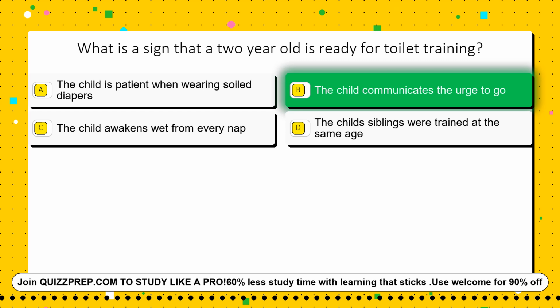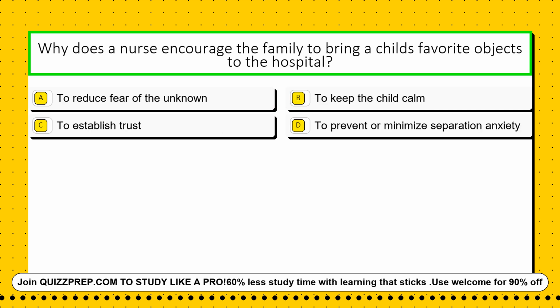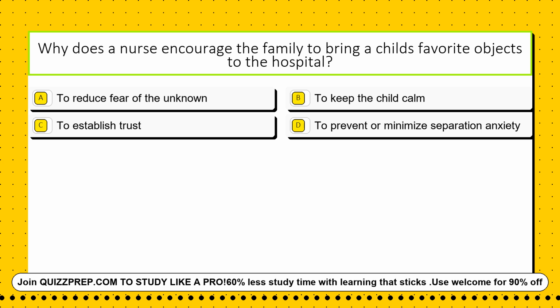The correct answer is option B. The child communicates the urge to go. The ability to recognize and communicate the need to use the bathroom is a primary indicator of readiness. Question 113. Why does a nurse encourage the family to bring a child's favorite objects to the hospital?